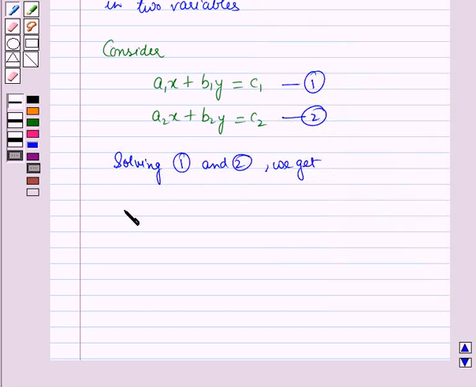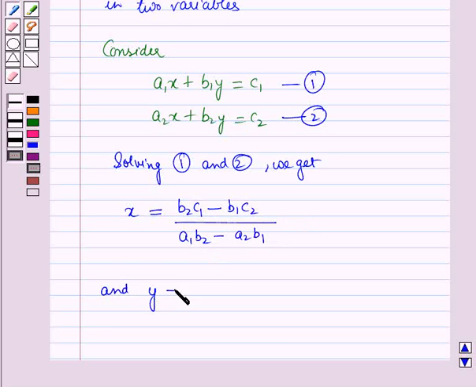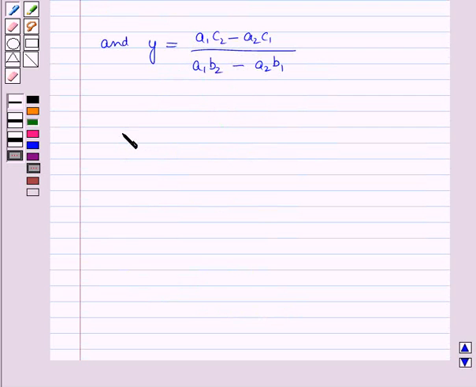we get x is equal to b2c1 minus b1c2 whole upon a1b2 minus a2b1 and y is equal to a1c2 minus a2c1 whole upon a1b2 minus a2b1, where a1b2 minus a2b1 is not equal to 0.